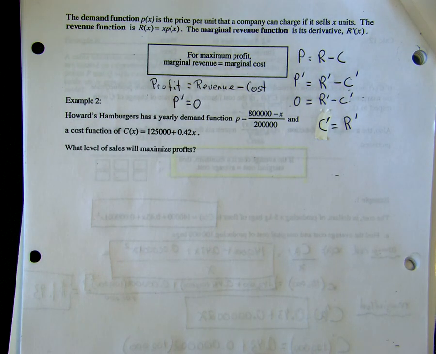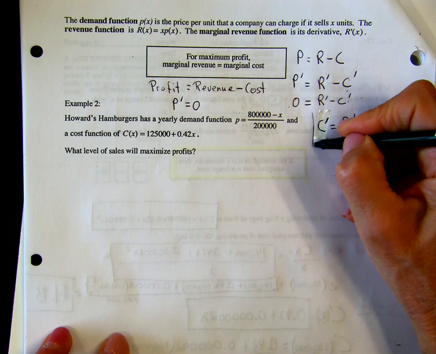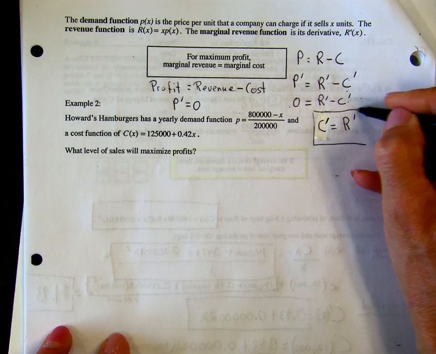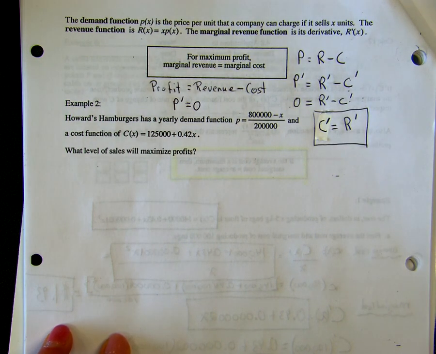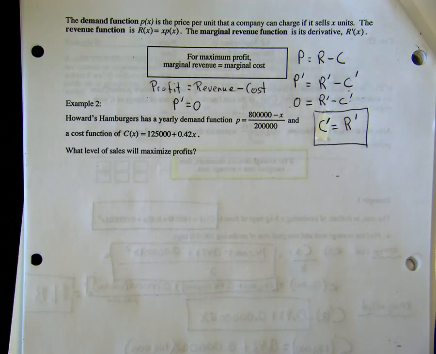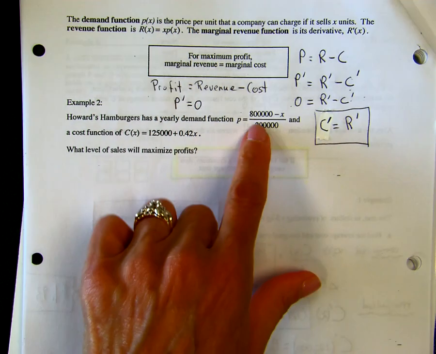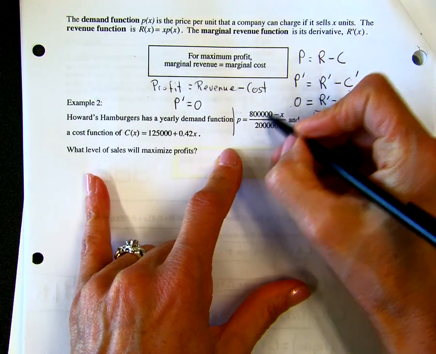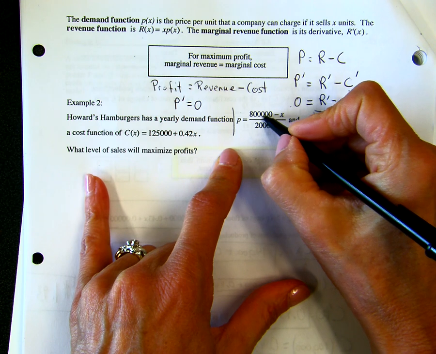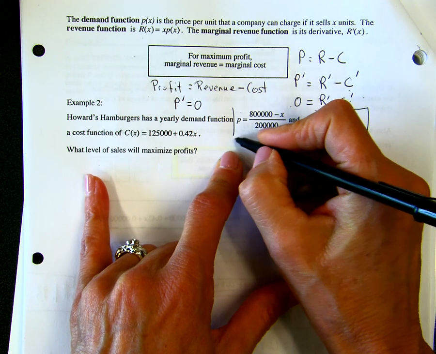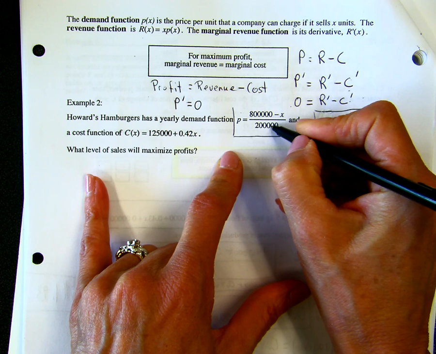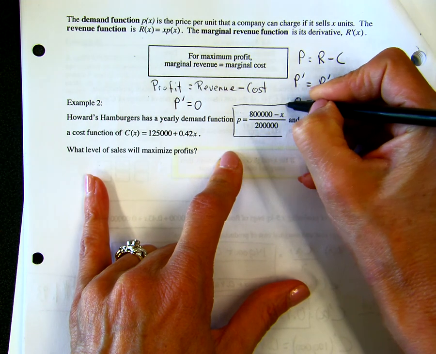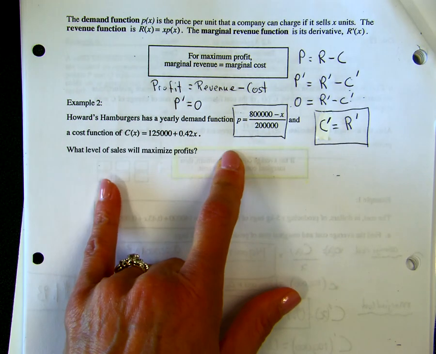Okay, so here's how we're going to apply this. So maximum profit occurs when this is true. So Howard's Hamburgers has a yearly demand function, that is, the price is determined by this equation. P is equal to 800,000 minus X over 200,000. Okay, so that's how the price is set.